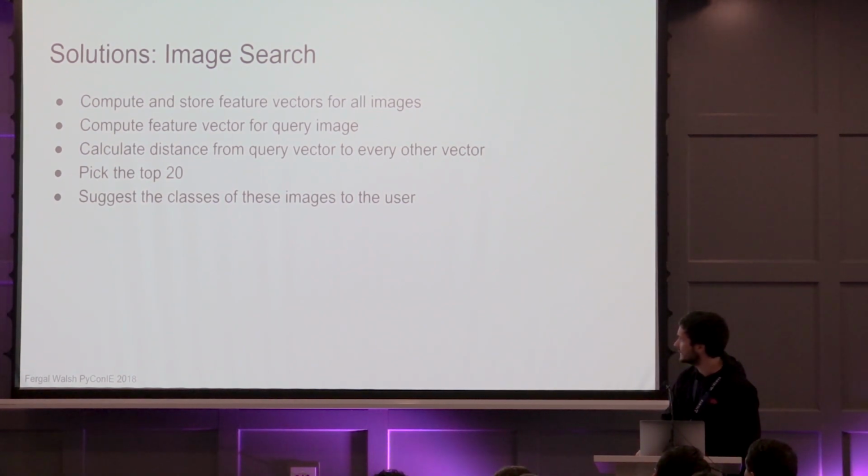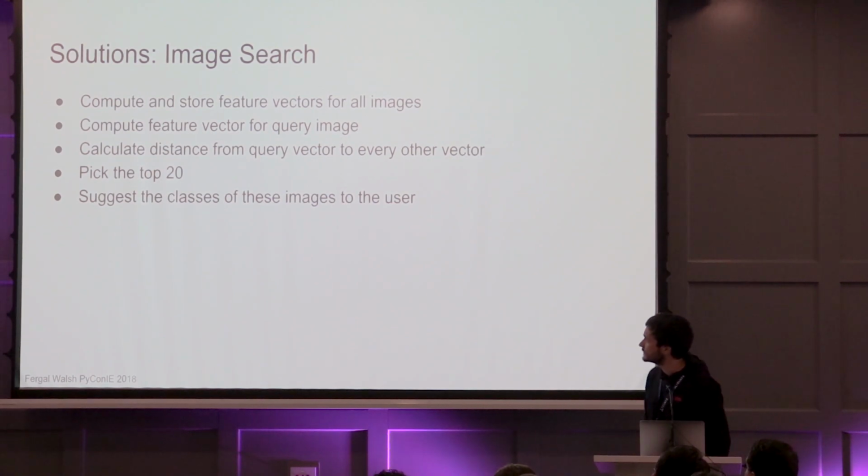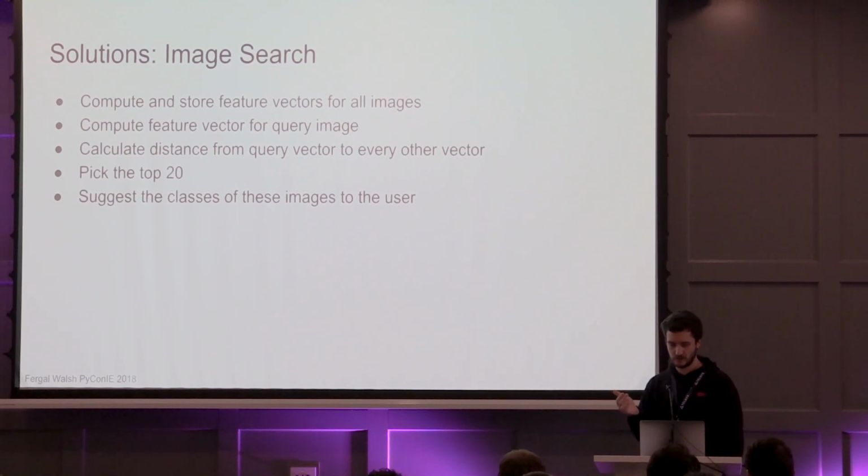And calculating the distance between these vectors is the same thing as calculating the distance between 2 points. So 2 points in 2D space is just a 2D vector. Two numbers is a 2D vector. So these were 4,096 dimensional vectors, but it's still just Euclidean distance between them.